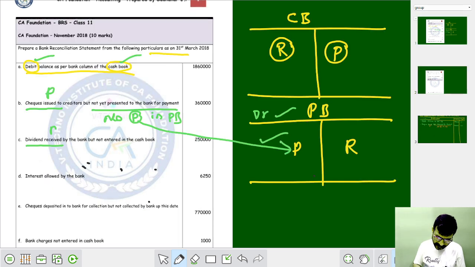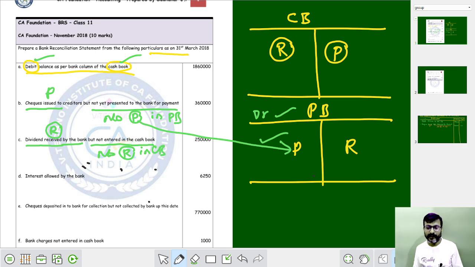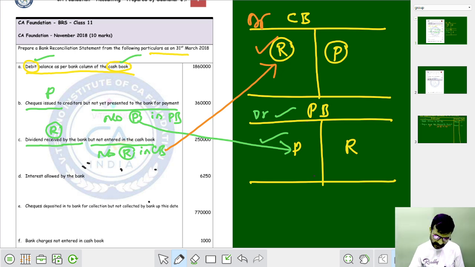Dividend received means receipt by the bank, but not entered in the cash book. It means what? No receipt in which book? In the cash book. The entry is not made, not entered in the receipt side of the cash book. When it is not entered in the receipt side of the cash book, it is not taken in the debit side of the cash book. So where we have to take? On the same side, receipt side of the cash book, that is the debit side of the cash book.